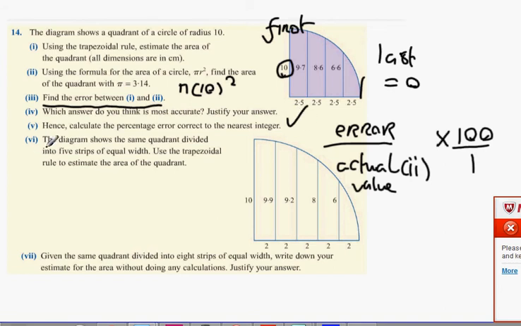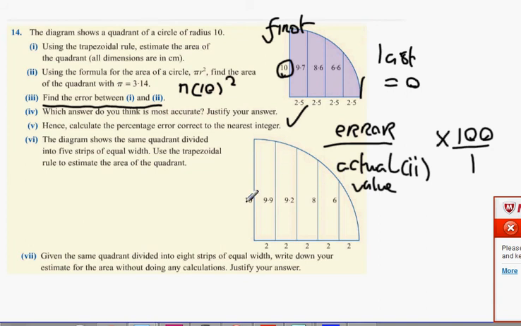Finally, number 4, the diagram shows the same quadrant divided into 5 strips of equal width. Use the trapezoidal rule to estimate the area of the quadrant. The general rule is, lads, 5 strips is more accurate than 4 strips. 10 strips is more accurate than 5 strips. The more strips you have, the more accurate your answer is.